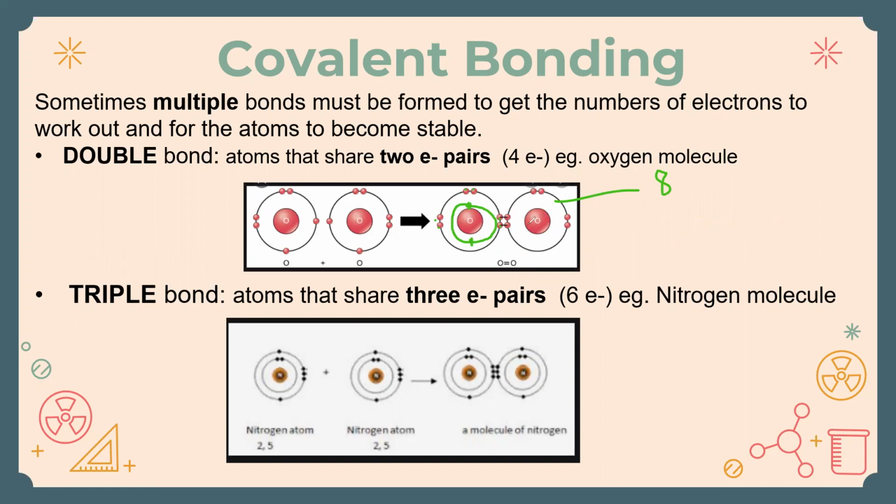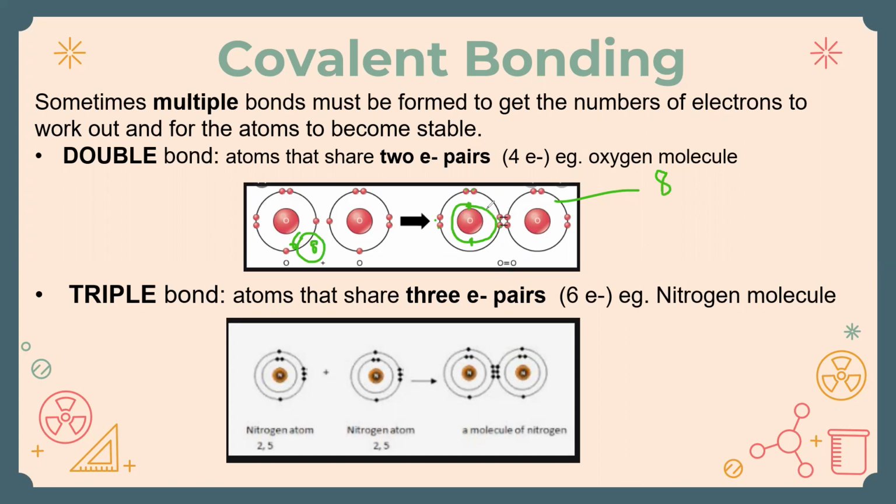The other oxygen atom is the same. It's also got 6 electrons in its outermost shell. Individually by themselves, you can see that they're not stable. They've obviously only got 6, and they need 8 to become stable. 8 is the goal. When they combine forces together, they can share those 2 pairs of electrons.